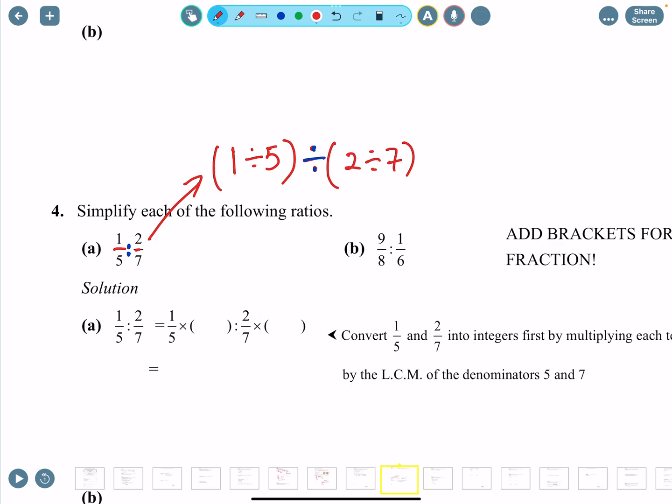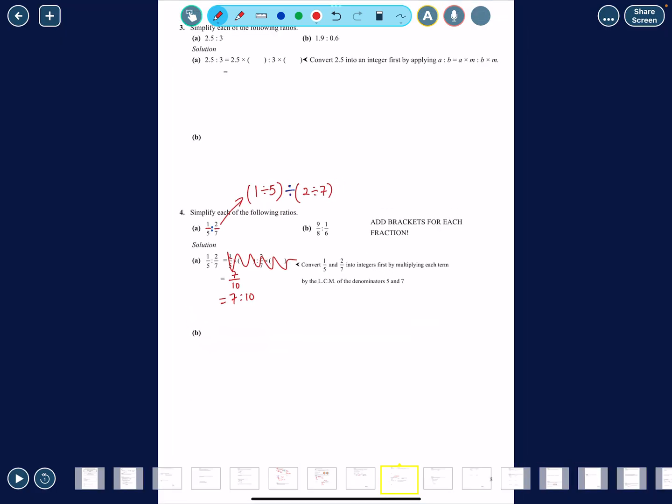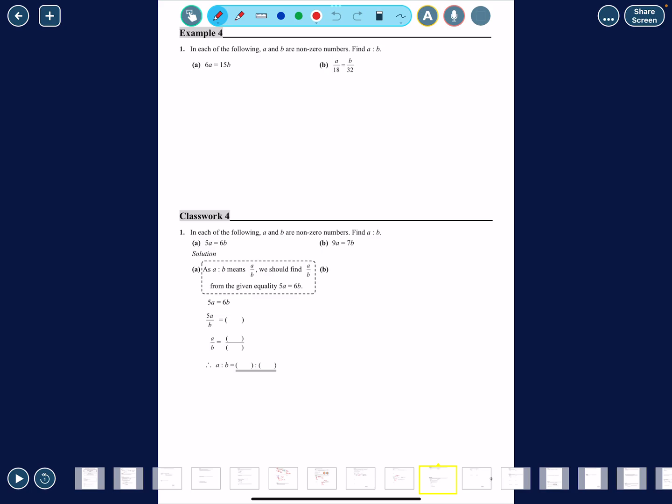Let me highlight it for you. Okay, so the calculator is going to give you 7 over 10, and that's the answer. 7 over 10, 7 to 10. All right, my way is actually straightforward. Most likely I'm not going to go through this.